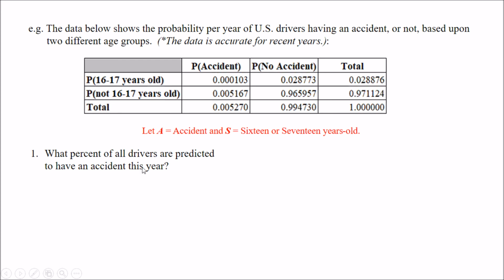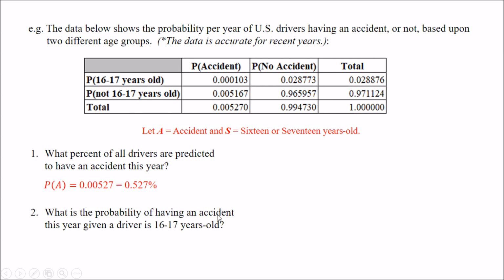What percent of all drivers are predicted to have an accident this year? Of all drivers, right here, 0.005270. And if I multiply by 100, I get 0.527%. So about half of 1%.